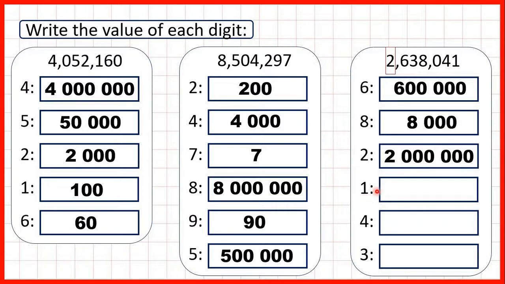The digit 1 is in our ones place value, so that just represents 1. The 4 is in our tens, and 4 tens make 40. And the 3 is in our 10,000s, so that's 30,000. 3 with 4 zeros on the end, because we can see that after the 3 we have 4 digits in our number.